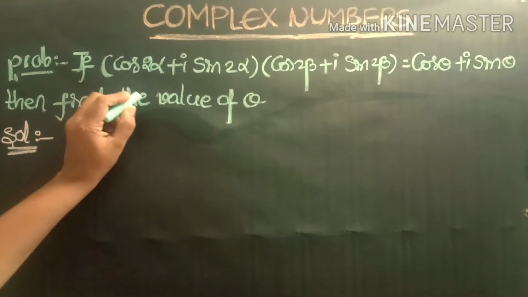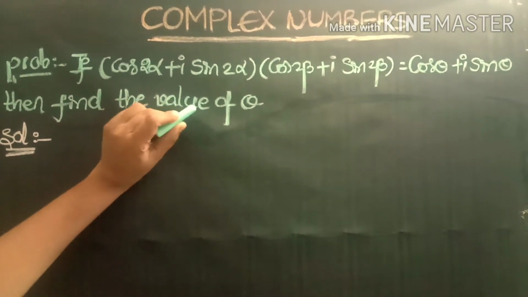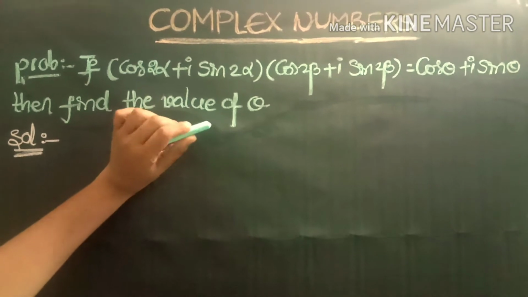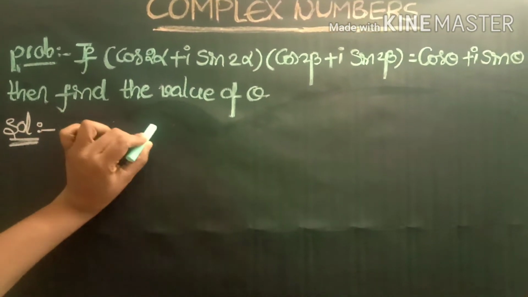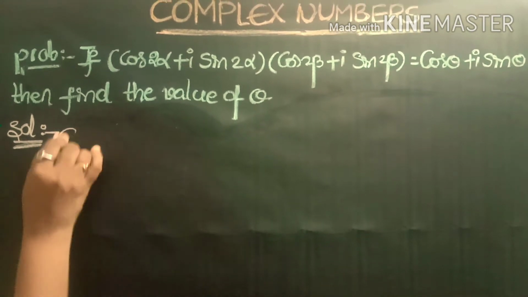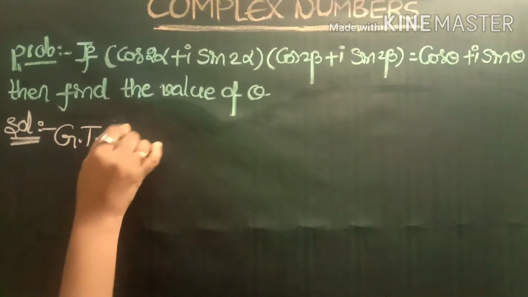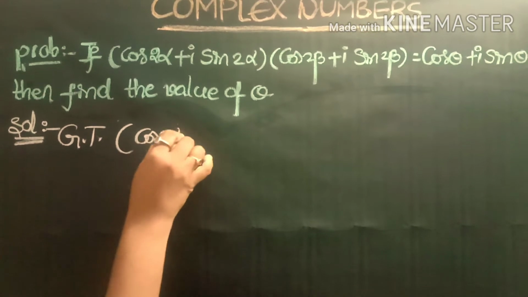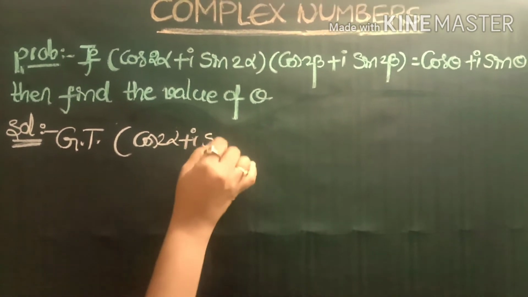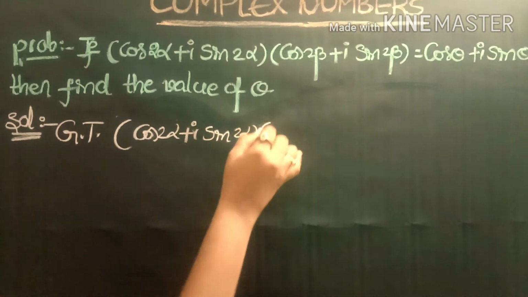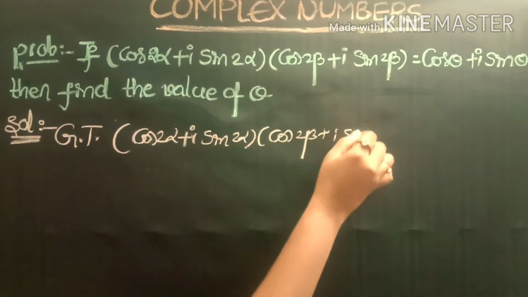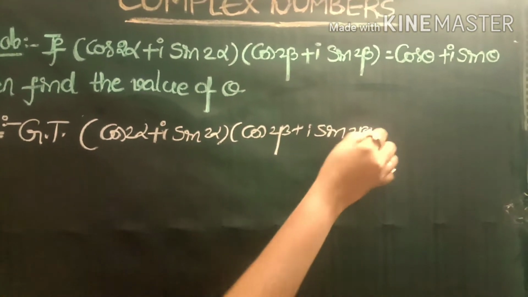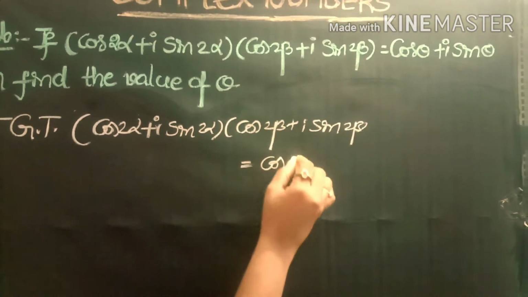First problem: if (cos 2 alpha plus i sin 2 alpha) into (cos 2 beta plus i sin 2 beta) is equal to cos theta plus i sin theta, then what is the value of theta? Find the value of theta. So given that, cos 2 alpha plus i sin 2 alpha into cos 2 beta plus i sin 2 beta is equals to cos theta plus i sin theta.